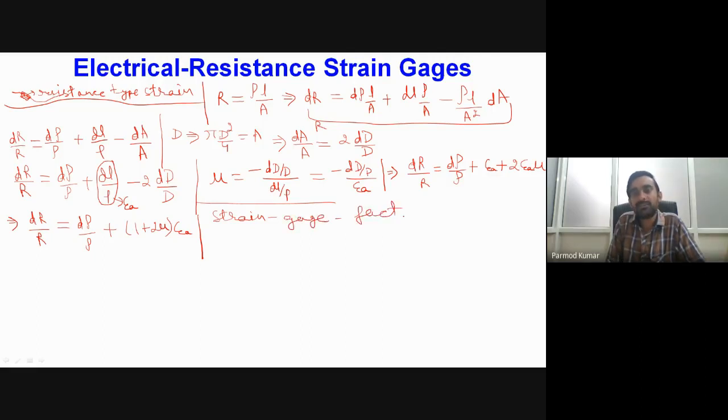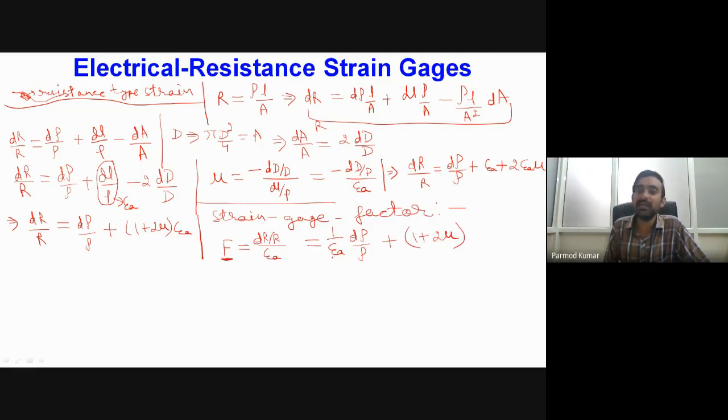So now here comes a factor which is known as the strain gauge factor F, and that factor F is nothing but equal to (dR divided by R) divided by epsilon A. So from here you can see that our strain gauge factor F is nothing but equal to dR by R, which I can substitute as 1 by epsilon A into d rho by rho, plus 1 plus 2 times mu. Okay, so that is our factor. This factor F is known as the strain gauge factor.